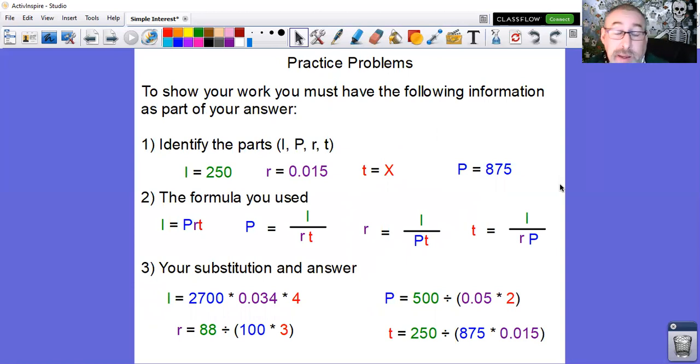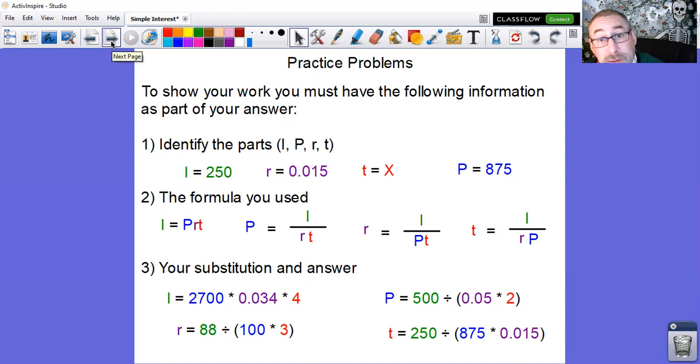So when you do your work, I need to see three things. I need to see where you're identifying the parts. So here's examples of identifying the parts. This is right out of one of the sample problems that I went over. You need to show me which formula you're going to use. So you're going to write one of these four formulas, depending on what you are looking for. So our T is the unknown. This is the formula for T as the unknown. And then you need to show your substitution and answer. So this is where we substitute our values into the formulas and then punch it in the calculator and write your answer down.